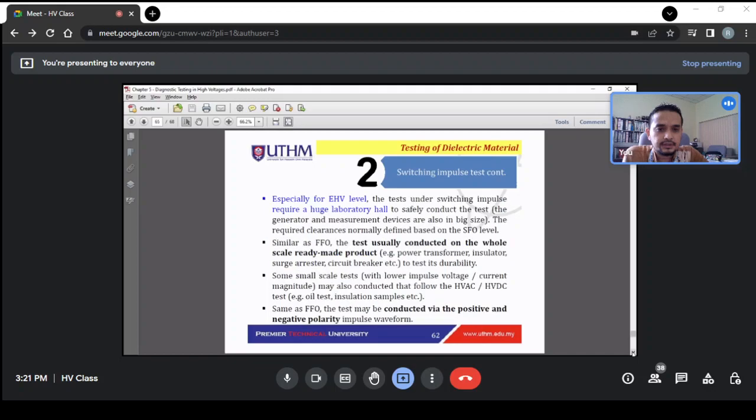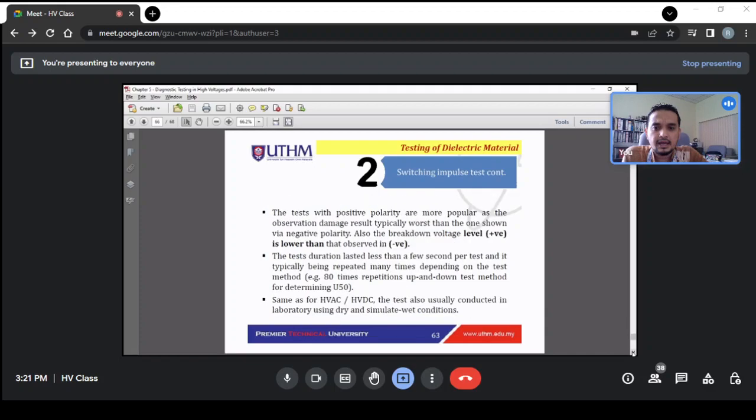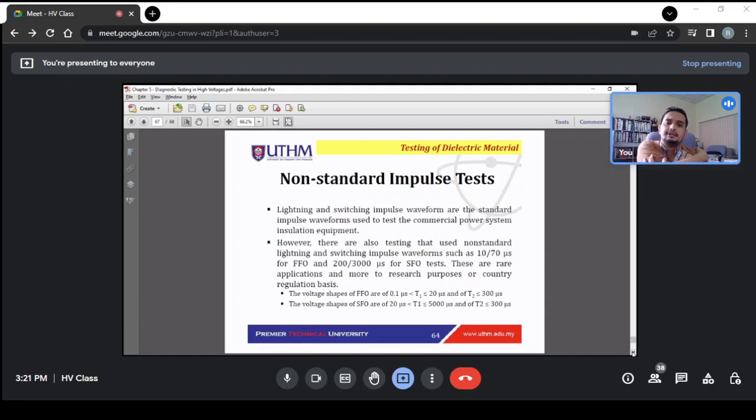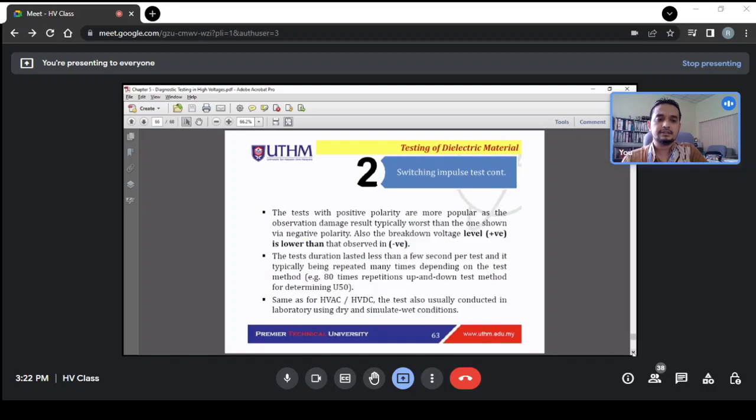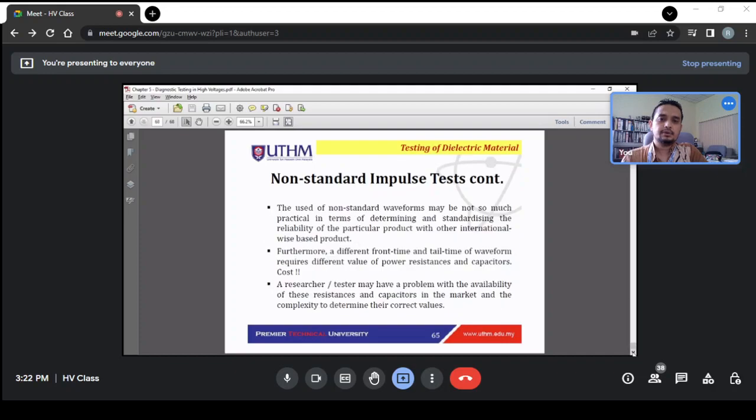Okay, what else? You can read the text. Last but not least, we have standard and non-standard impulse tests. What is standard? The standard impulse test is the one that we execute using a specified voltage waveform.